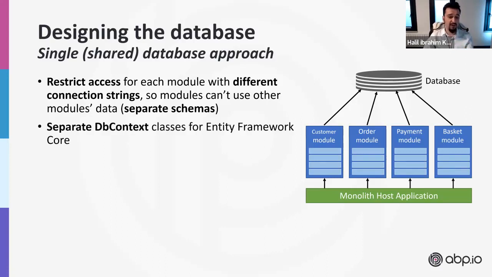For example, if we are using Entity Framework Core, we can have separate DB context classes. For the database migrations, we can have a unified DB context and manage the migration in a single path.